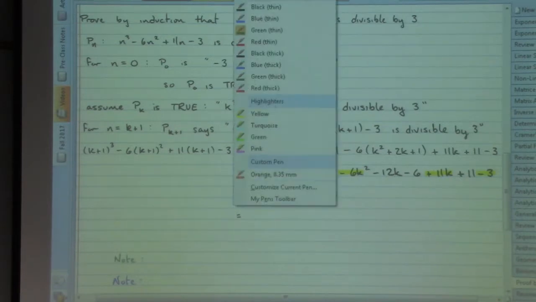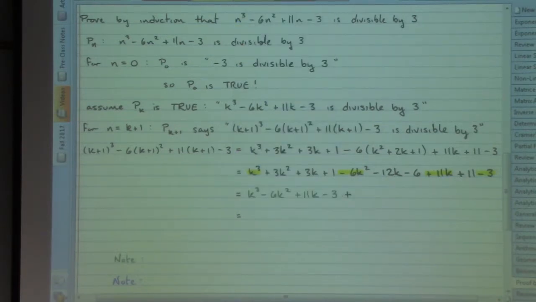Now the other stuff that we still have, let's write that now, but let's separate it out. So that means we would still have the plus 3k squared plus 3k. We've got a plus 1. We've got a minus 12k, a minus 6, and a plus 11. So, still keeping the stuff in green separate, k to the power of 3 minus 6k squared plus 11k.